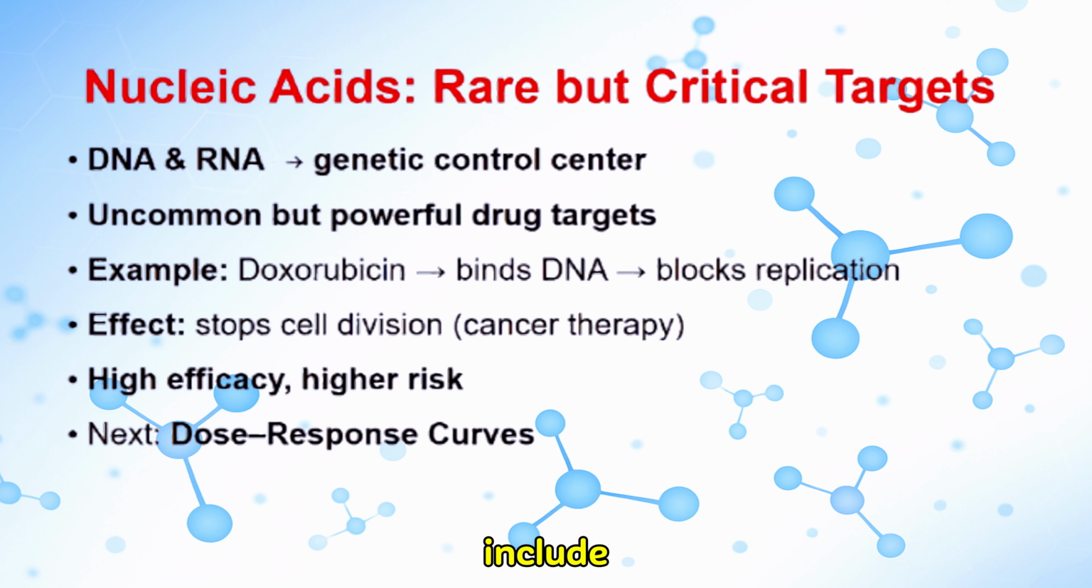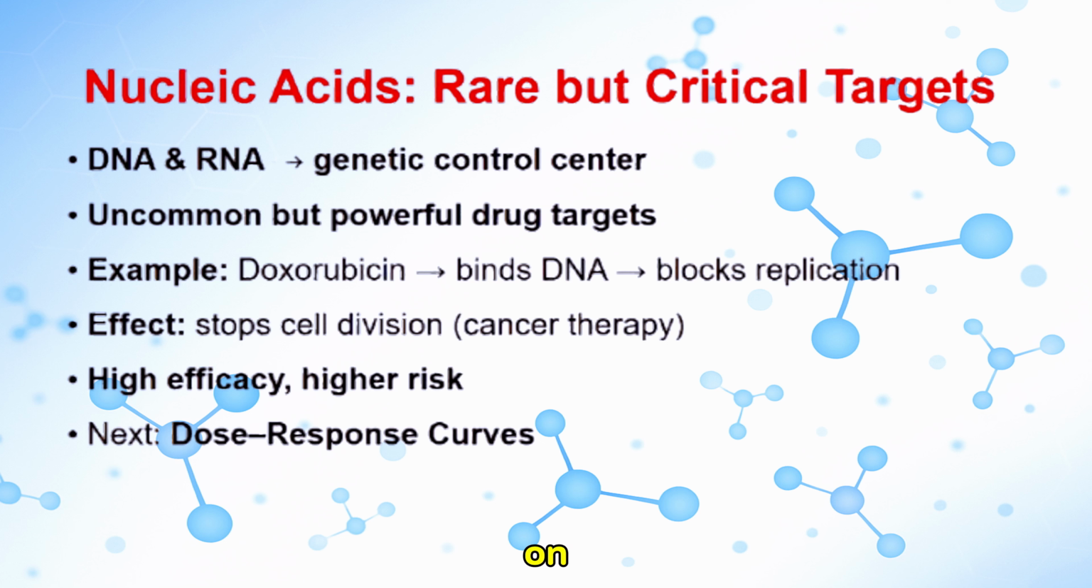Nucleic acids include DNA and RNA inside the cell nucleus. They store the cell's genetic information, although they are not common drug targets. Some drugs act directly on DNA. For example, doxorubicin is a chemotherapy drug that binds to DNA. It prevents the DNA from copying, which stops cell division. This is especially useful in targeting cancer cells. Targeting nucleic acids causes strong effects, but also has higher risks.